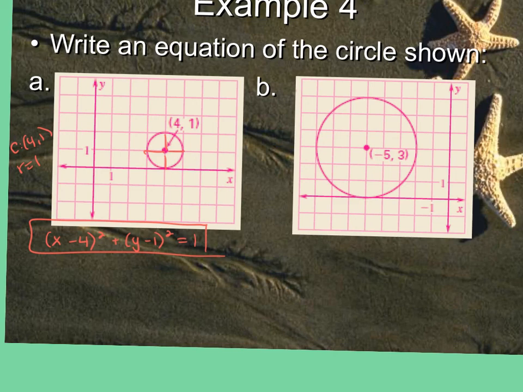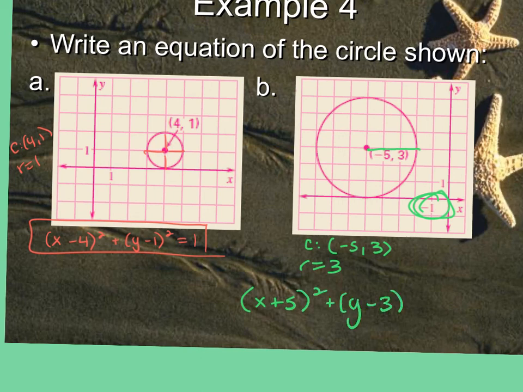Look at B. What's the center? Negative 5, 3. What's the radius? 1, 2, 3. So be careful because sometimes you'll see that little scale change. If that scale says 2, then you know you're going by 2s. Okay, so pay attention because sometimes that changes. So x minus a negative 5 becomes x plus 5 squared. Y minus 3 squared equals 3 squared, which is 9.